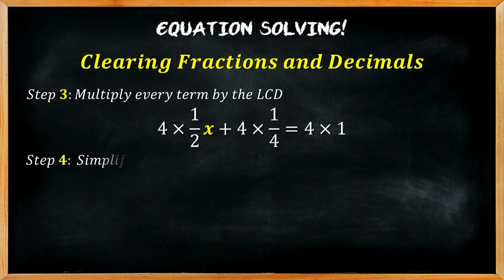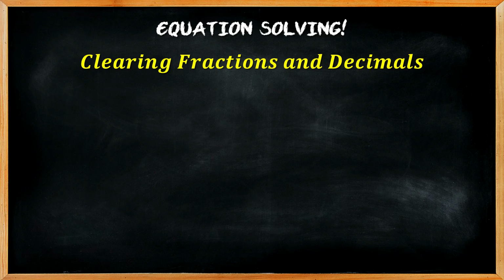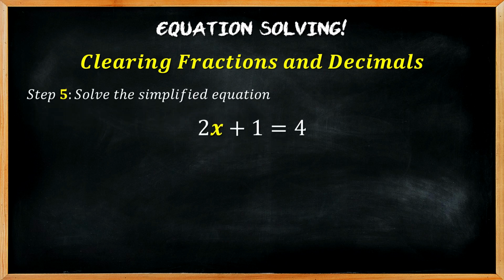Now we simplify each term. 4 times 1/2 equals 2, 4 times 1/4 equals 1, and 4 times 1 equals 4. Our equation becomes much simpler. Now we solve our simplified equation. First, subtract 1 from both sides to get 2x equals 3. Then divide both sides by 2 to get x equals 3/2.